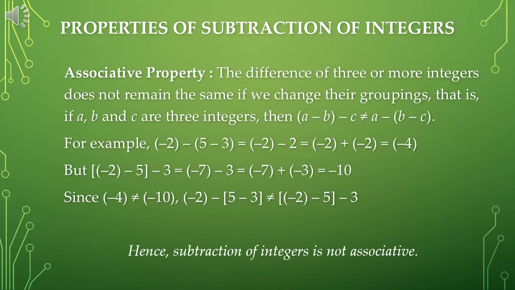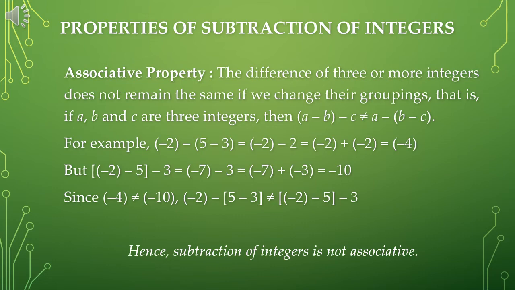First of all, our first integer is minus 2. We put it separate and consider the other two integers in a single bracket. First of all, we have to solve that bracket. Means 5 minus 3 will become 2. Now the result of this bracket is 2. Now we will subtract this result from the first integer, like minus 2 minus 2 will become minus 4.